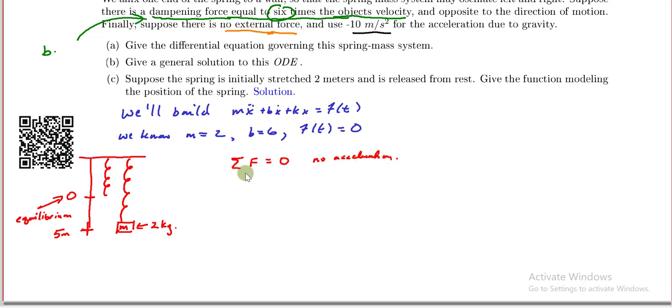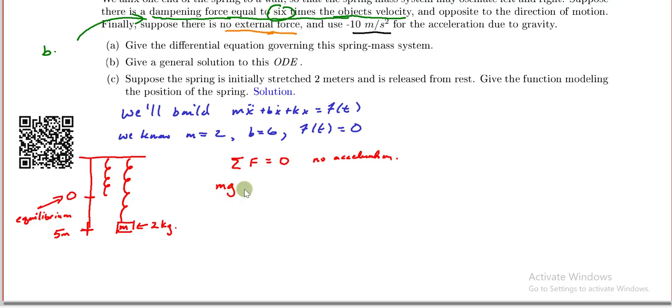But what are the 2 forces on this system right now? So this is not later on when we stretch the spring and release it. This is just as it's hanging here from the ceiling. What are the 2 forces on it? Well, there's a force due to gravity, and there's the restorative force.